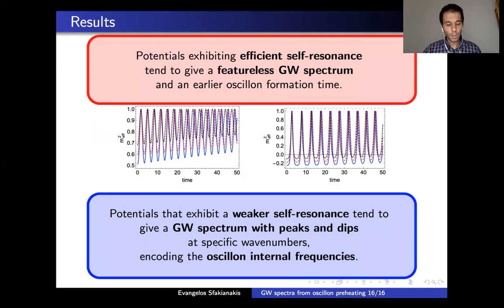So in essence, by capturing the shape of gravitational waves from preheating and decoding the characteristics, we will be able to say whether there was efficient preheating leading to some smooth gravitational wave spectrum, or if there was some weaker parametric style resonance that gave an oscillon dominated phase without any additional large fluctuations.